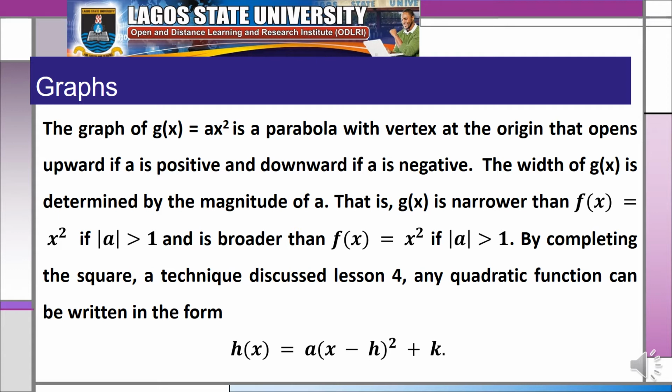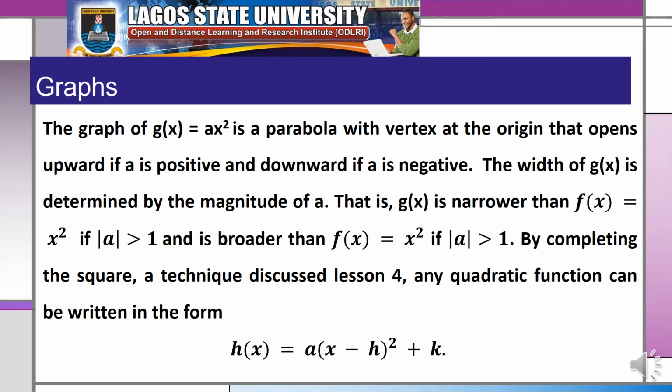The width of g of x is determined by the magnitude of a. That is, g of x is narrower than f of x equals x squared if the modulus of a is greater than 1, and is broader than f of x if the modulus of a, the absolute value of a, is less than 1.